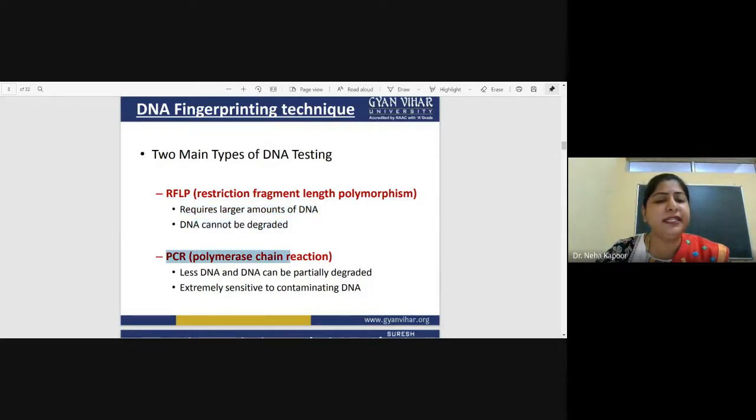However, another technique is PCR, that is polymerase chain reaction, in which a very small amount of DNA is required. Even if it is partially degraded, even then our work will go on. However, this technique suffers from a major disadvantage, that is contaminating DNA. If some contamination is there, in that case our results may be wrong.